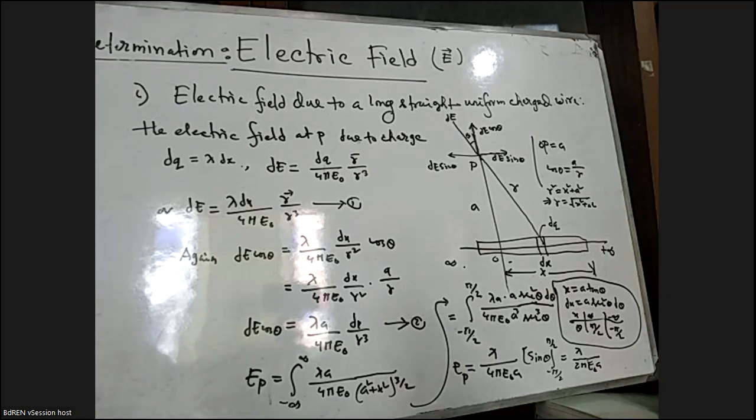From this equation, it is evident that in the case of a long straight wire, the electric field is inversely proportional to the first power of the distance from the wire, and is not inversely proportional to the square of the distance as in the case of a point charge. The electric field at the point P equals lambda divided by twice pi epsilon naught A.